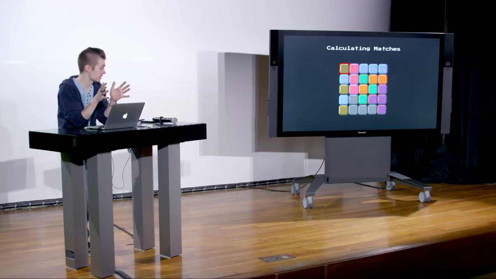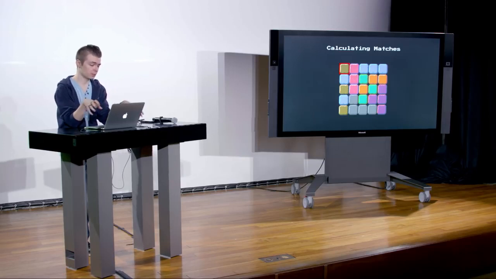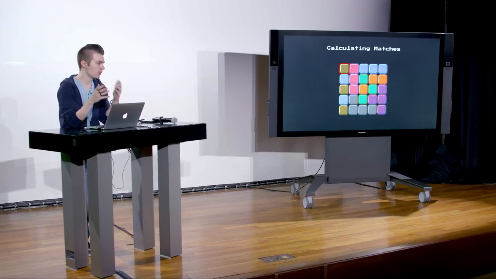And so I put together a set of slides here just to illustrate the algorithm that we use to calculate the matches. So right now we've got swapping in, but we don't know when we've gotten a match. So just offhand, anybody have any idea as to maybe how we can go about calculating whether we've got any matches?